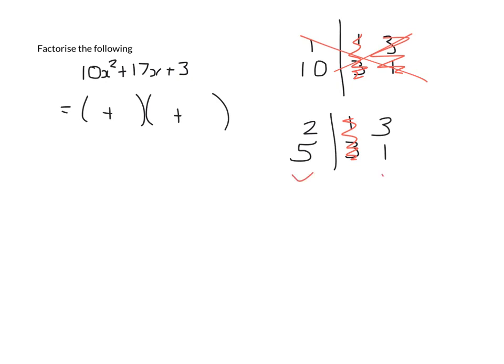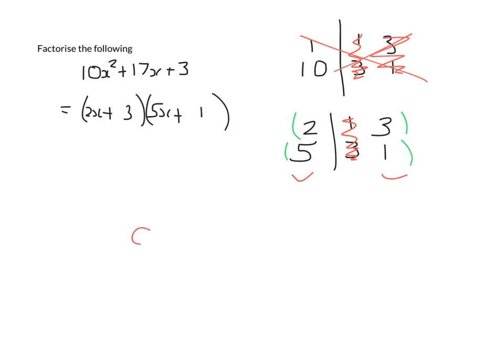So we're going to do this guy here with this guy here. These numbers here tell us what goes in front of the x. So we're going to have 2x and we're going to have 5x. And then remember, we read across the way. So we're going to have 2x plus 3, 5x plus 1.